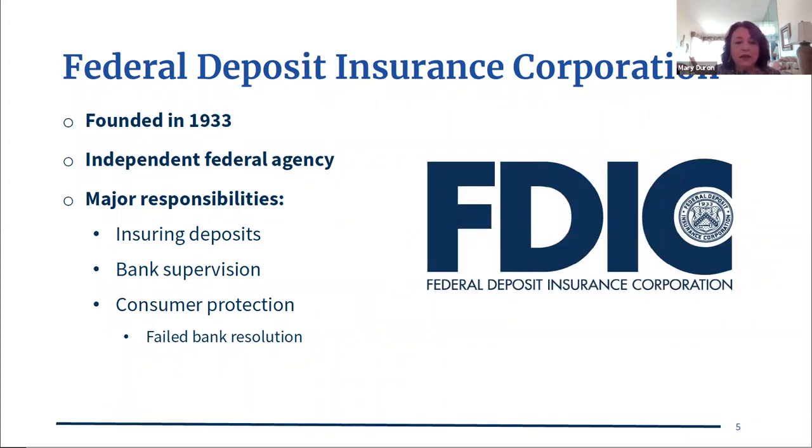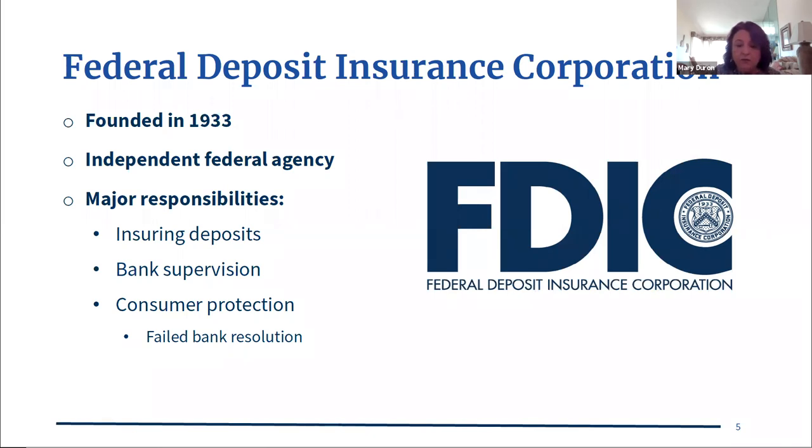The FDIC was founded in 1933, in direct response to the Great Depression. Many of us would probably not have known what that really meant, other than watching it in movies, if we ourselves hadn't gone through the Great Recession. As a result of the Great Recession, the insured amount was increased to $250,000 per account per bank. There are various ways to maintain accounts so that you can actually have more than $250,000 of insurance, and all that information is on our website.